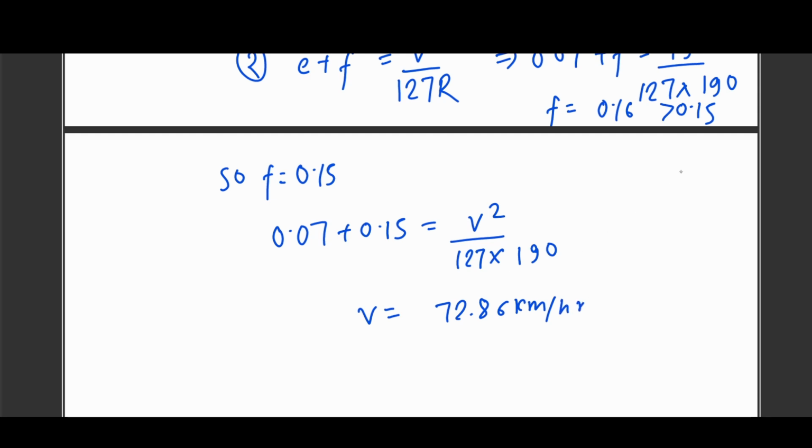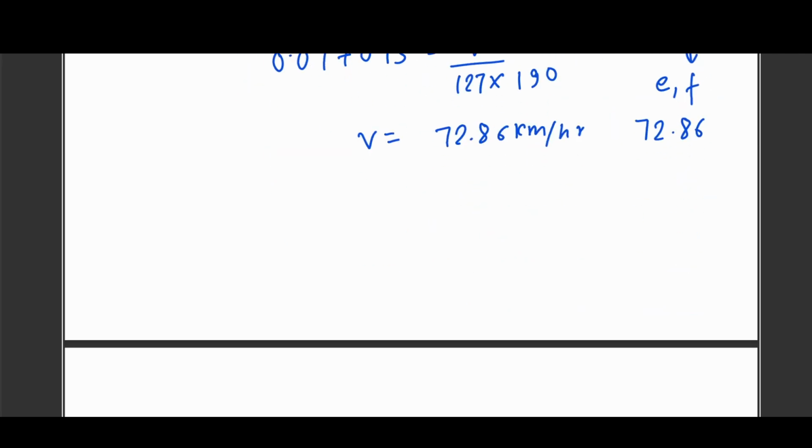So our design speed was 75, and for this design speed neither the super elevation value nor the coefficient of lateral friction was able to counterbalance the centrifugal force. So we decrease the design speed. That is, now the maximum design speed will be 72.86 kilometer per hour. Like that we can calculate this value, and our numerical is completed right here.